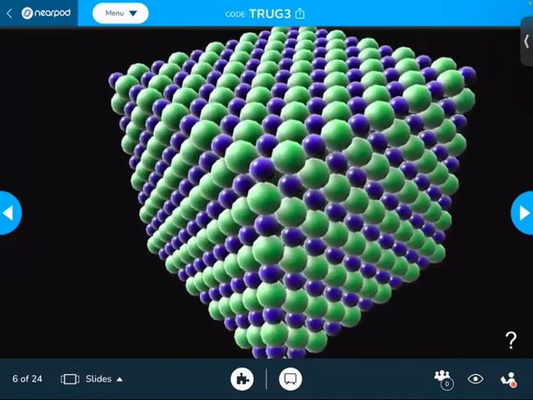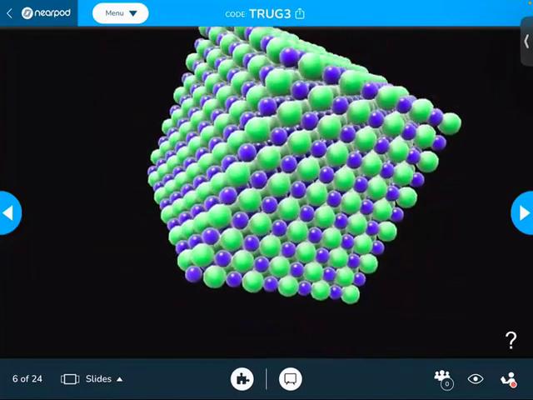Okay, so we would call this an ionic lattice. If you've got something like a sodium and a chloride ion, put them together. Sodium is obviously the metal, and chloride is -1 because it's the non-metal. They form a compound called sodium chloride.